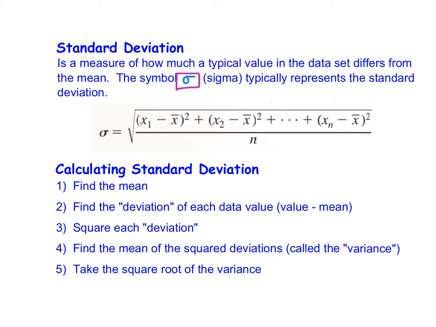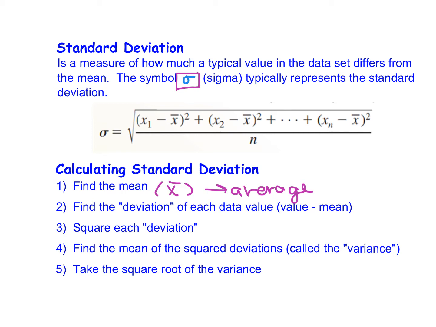First, we're going to find the mean of our data. And remember, the mean of our data can be represented by the symbol x bar. So we're going to start by taking all of our data points and calculating our mean, which is our average. That's where we would add up all of the numbers and divide by how many numbers we have.